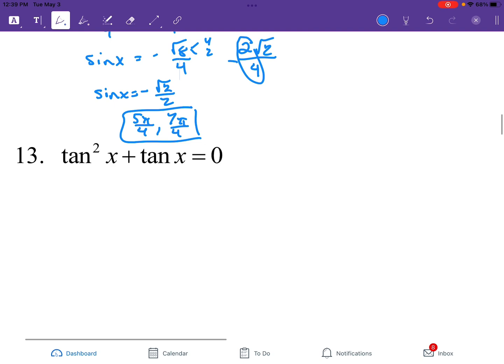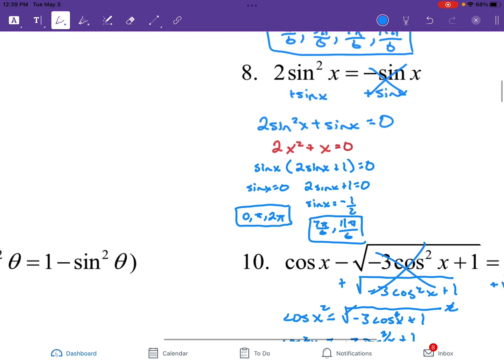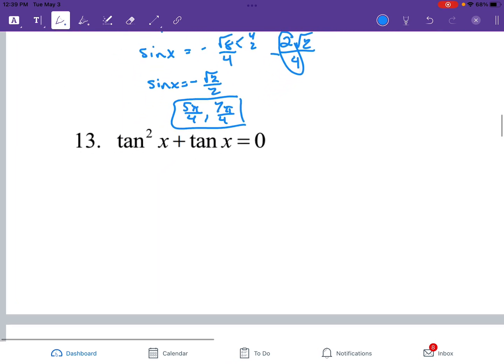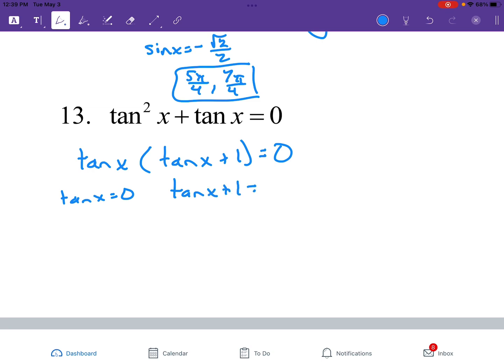All right, this looks a lot like the problem we did up here. Where is it? Number 8. Okay. Everything's already on one side, though. So what we can do is we take the greatest common factor of tangent out. We're left with tangent x plus 1 equals 0. Now if we take both of those and set them equal to 0, we can solve this. All right, so the first one's done, tangent of x equals 0, that's done.